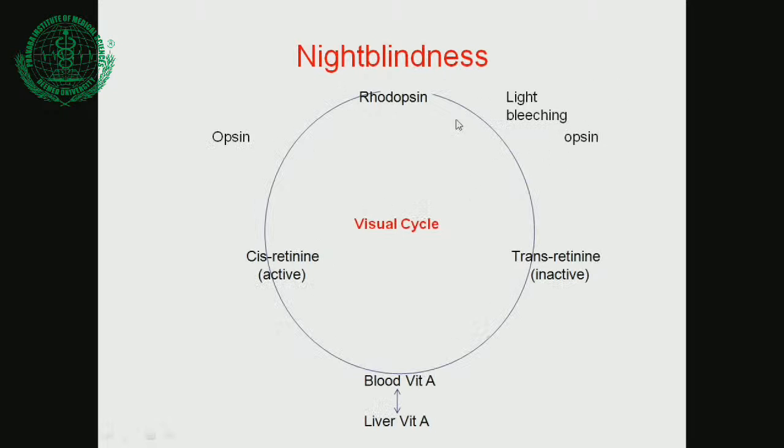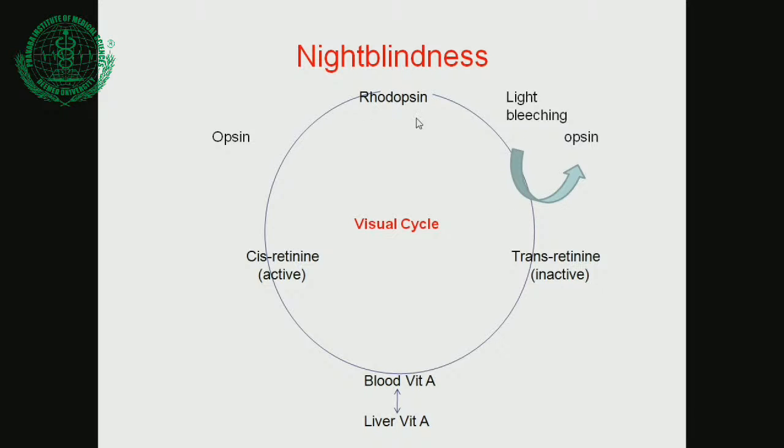Okay, why does night blindness occur? Concentrate on this visual cycle. Rhodopsin is a visual pigment. From the liver, vitamin A comes into the blood, goes to the retina, and here it is converted into the active form. In the retina, it combines with opsin to form rhodopsin, which is the visual purple, the visual protein. So what happens now? When light falls on the retina, the light bleaches the rhodopsin. Opsin is removed and trans-retinal, which is the inactive product, is produced. This bleaching reaction causes an electrical reaction and you get a vision.